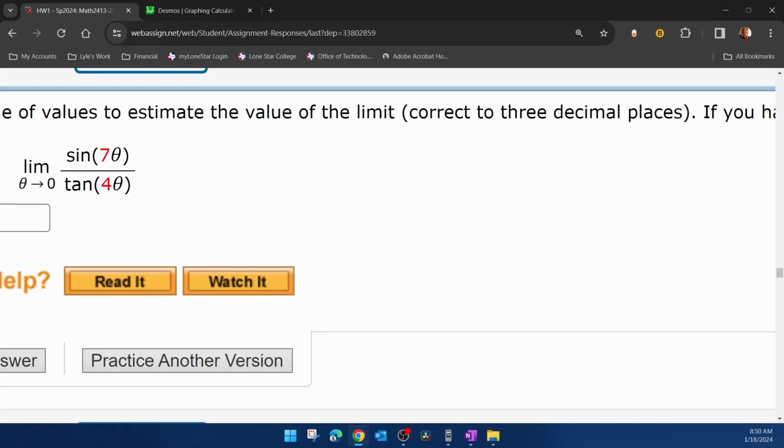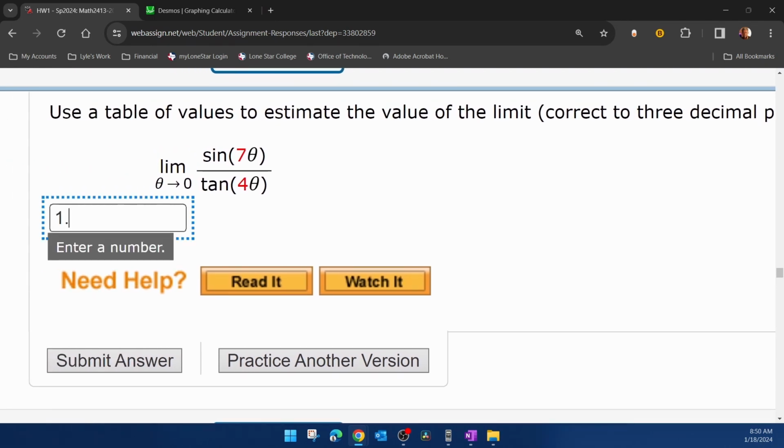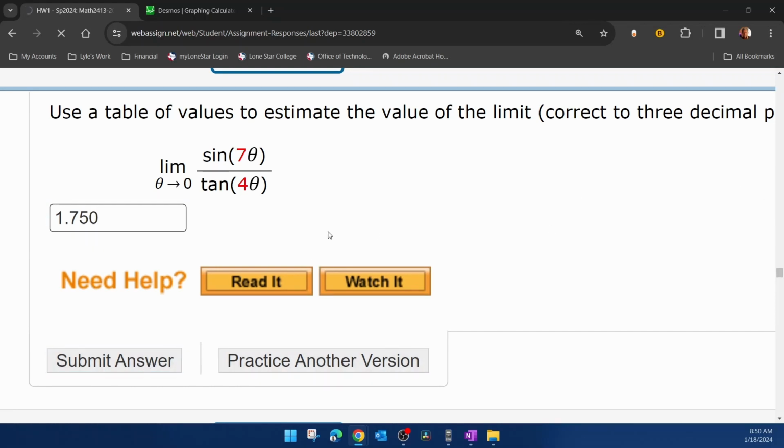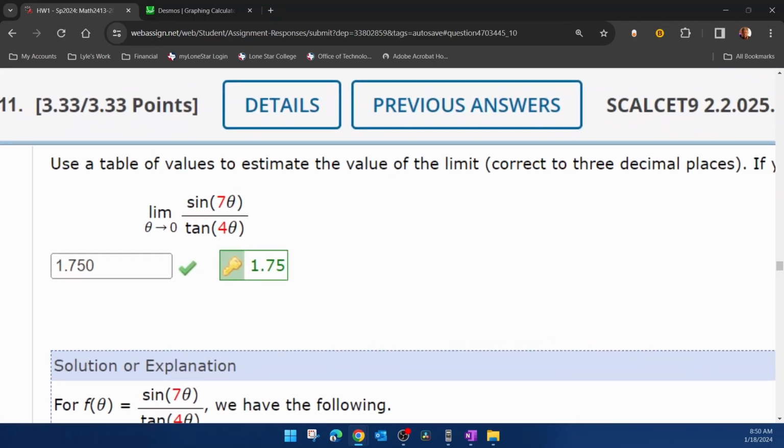And so going back to our WebAssign, we're going to input what we think is the answer. And I'm going to go ahead and put the 0 since it says to 3 places and see if we're right. And bam, we got it. And that's going to do it for this problem.